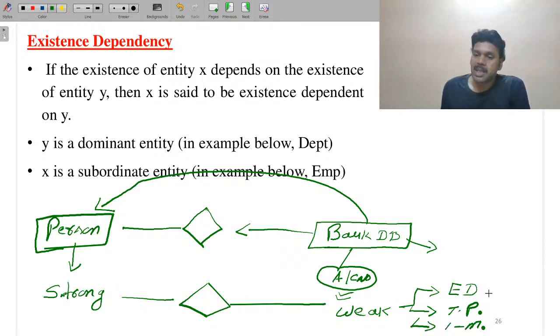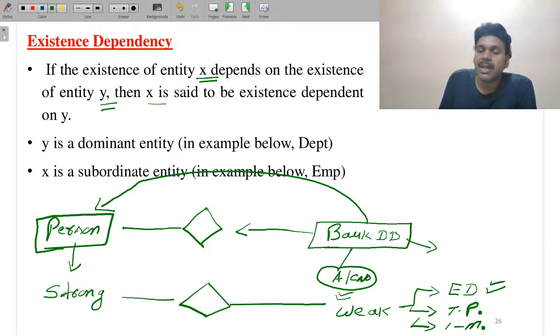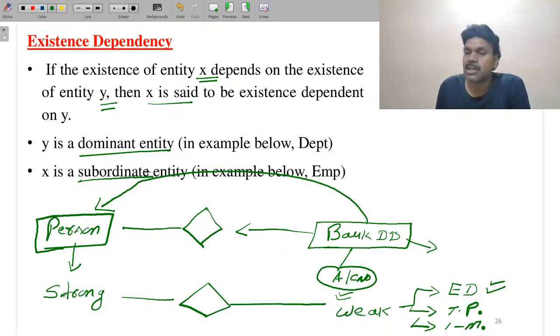So what is existence dependency? We will learn first. If the existence of an X depends on the existence of a Y, then X is dependent, Y is your owner. So here Y is called an owner or a dominant entity. X is called a dependent, or subordinate entity. So how does it get represented? I will show you.